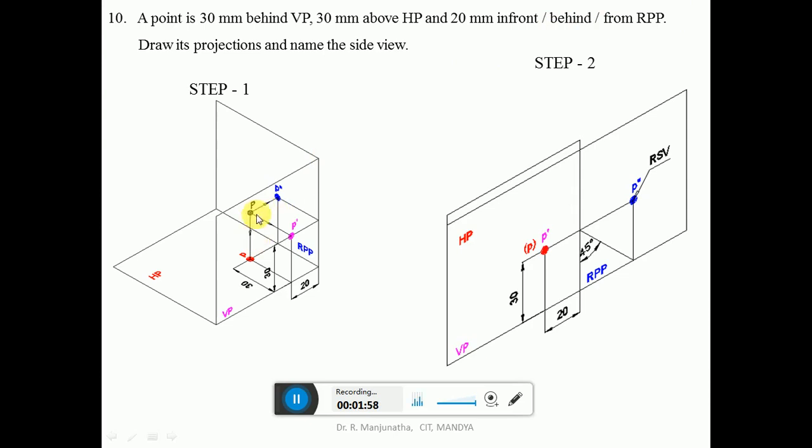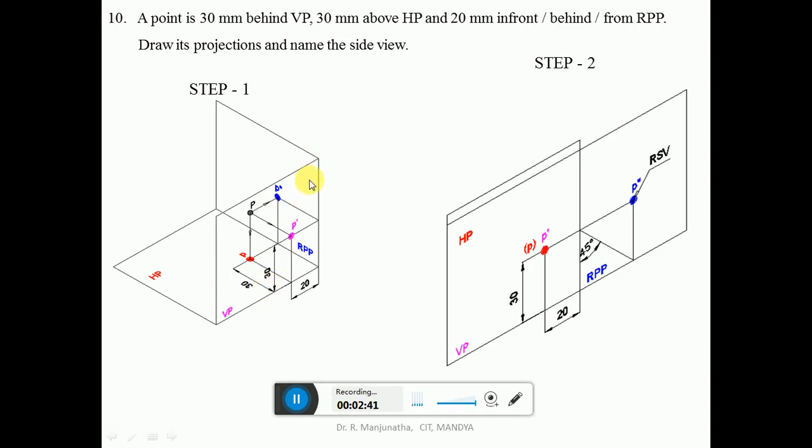Now we will analyze the projection of this point in space. When you look from the front view, we can see the distance above HP, that is 30 mm above HP. When this is projected onto the vertical plane, the image will be at this distance of 30 mm above HP. That will be P dash. When we look from the top view, we can see the distance behind VP, the 30 mm behind VP, which when projected will be on the horizontal plane.